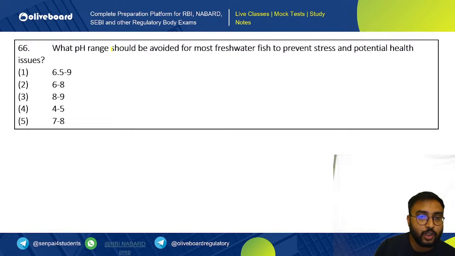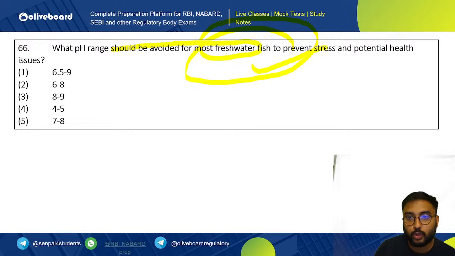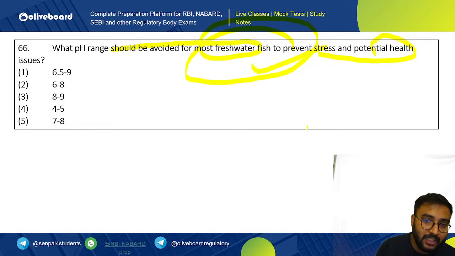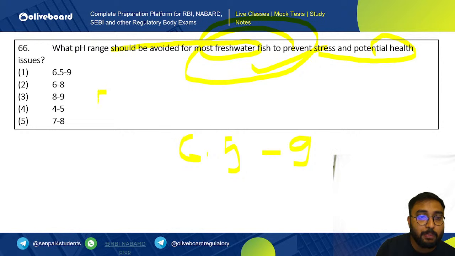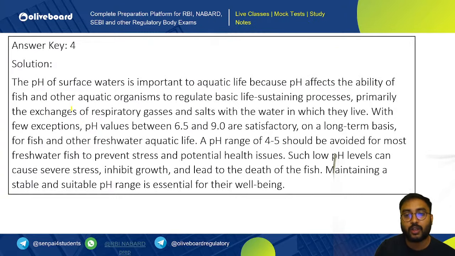Which pH range should be avoided for most of the freshwater fish to prevent stress and potential health hazard issues? A freshwater pH range is from 6.5 to 9. Now, if the pH range reduces below 5, then it creates a health hazard situation for fish. That is why our answer would be 4 to 5 pH. That is dangerous for the health of the fish and should be avoided.